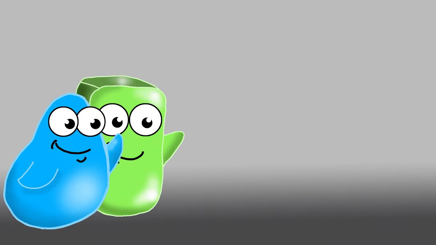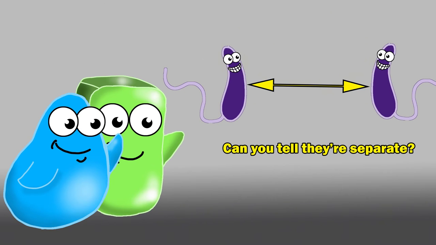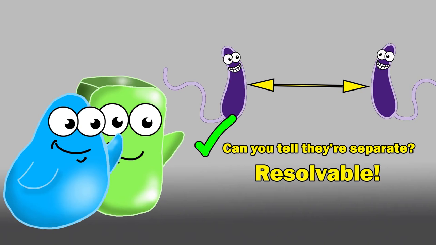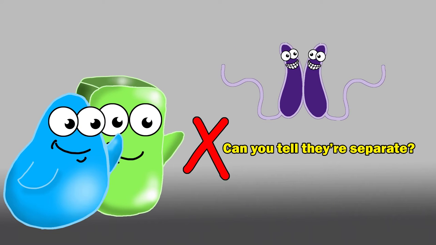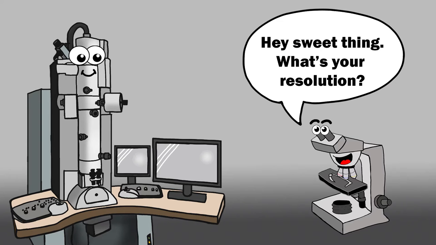To understand why there are so many types of microscopes, first you have to learn about resolution. Resolution is basically how close you can place two objects and still tell that they are separate objects. Each microscope has a different resolution, so each microscope can look at different size specimens.